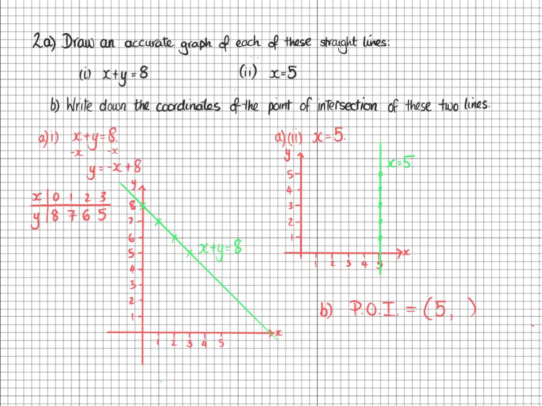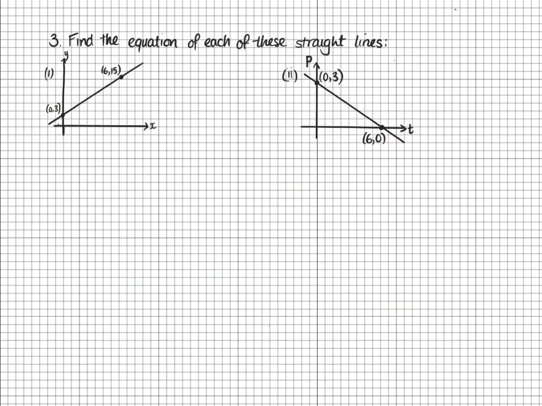We could solve this using simultaneous equations also, but because we've got our graphs, we can do it that way. Okay, so that's question 2 done. On to question 3. We have our points. We have to find the equation of these lines. We're going to get fed up of these, doing so many of them.